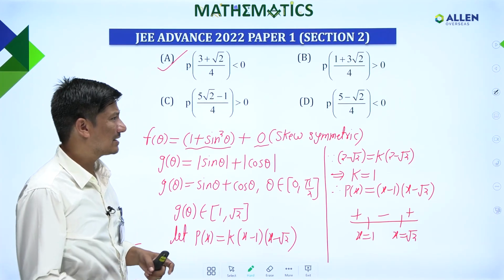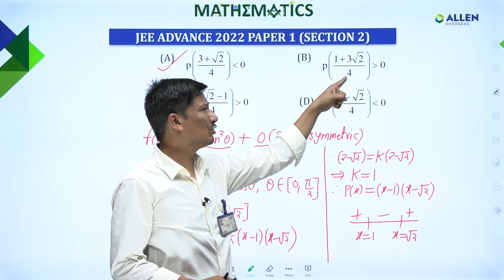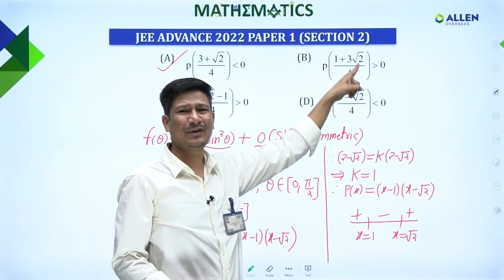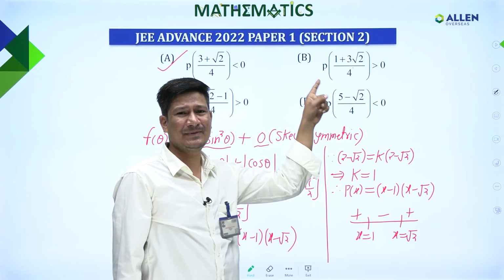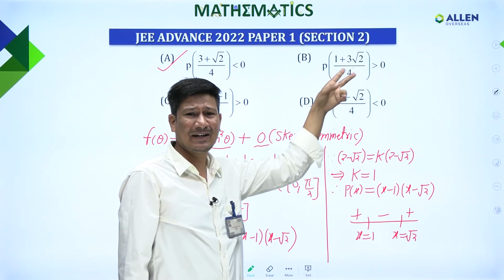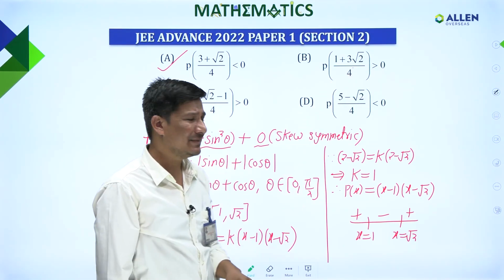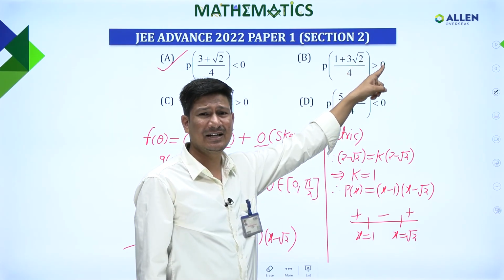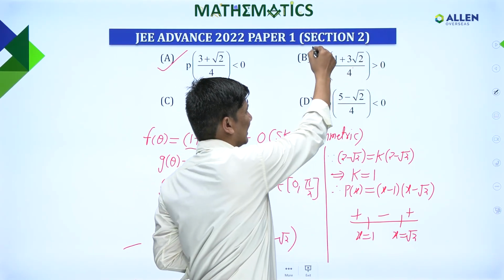Okay. Similarly, if you check option B, 1 plus 3 root 2 upon 4. Yes, 1 plus 3 root 2, root 2 is 1.4. Yes, that is 3 into 1.4, 4.2 plus 1, 5.2 upon 4. That value comes out to be more than 1 and less than root 2. So that value should be negative. But in the option, it is given as positive. So that will be the incorrect one.